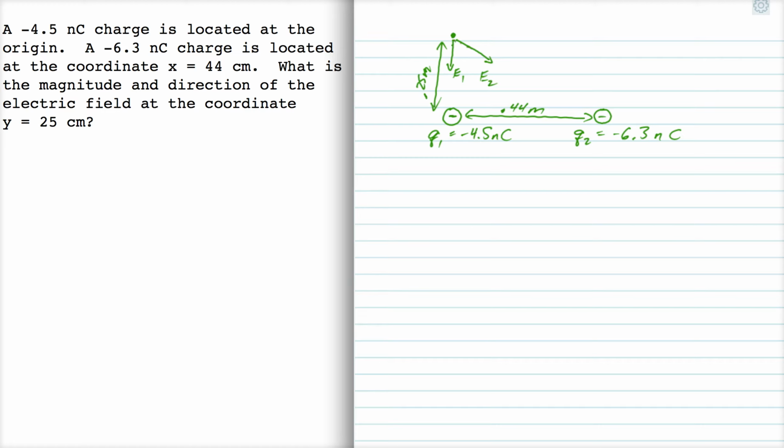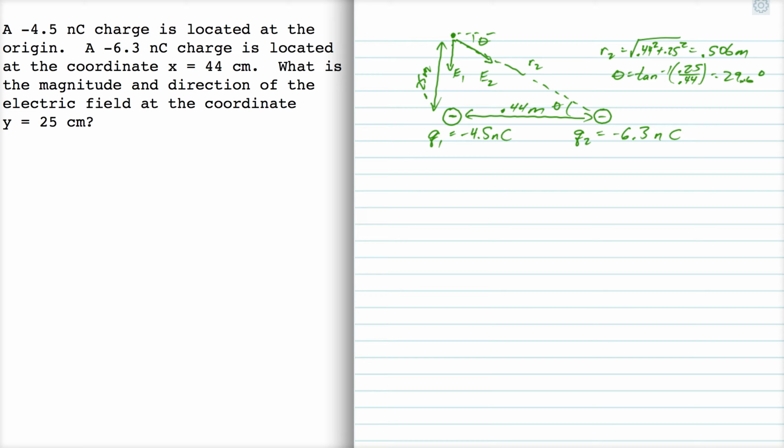Okay, now this distance can be found from the Pythagorean theorem. We'll call that R2. R2 is the square root of 0.44 squared plus 0.25 squared, so that's 0.506. Okay. We're also going to need this angle here, theta, when we add up the vectors. Well, that angle theta is the same as this angle theta over here, and that is inverse tangent of opposite over adjacent. So that's 29.6 degrees. Okay, so we'll be using that later.